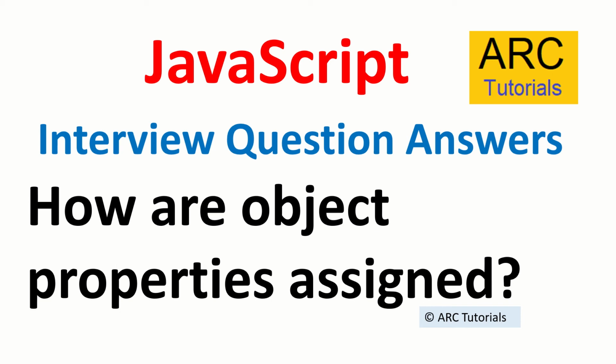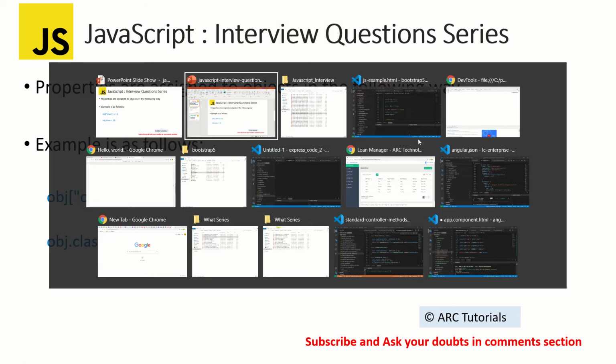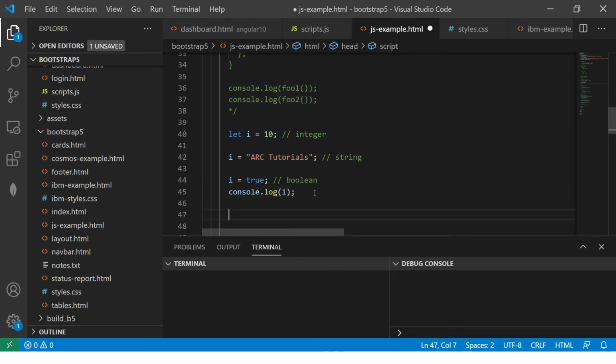So let's see the answer. The question is, how are object properties assigned? Object properties are assigned in two simple ways. Either you can use the array format, object and then index, or you can say object dot key, the property. Let me quickly show you that in action.